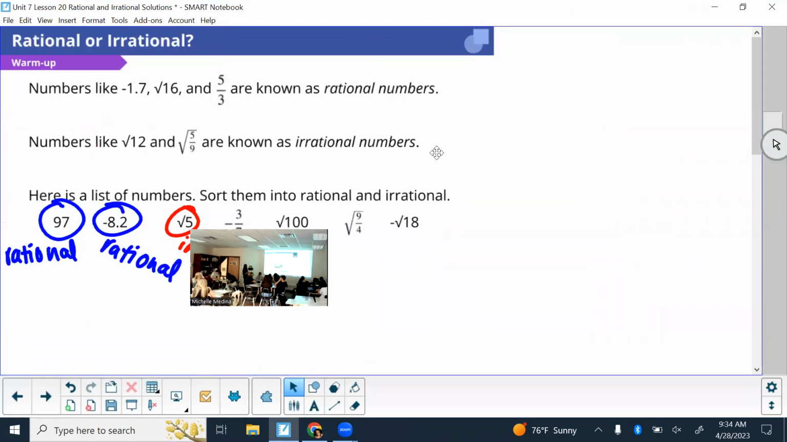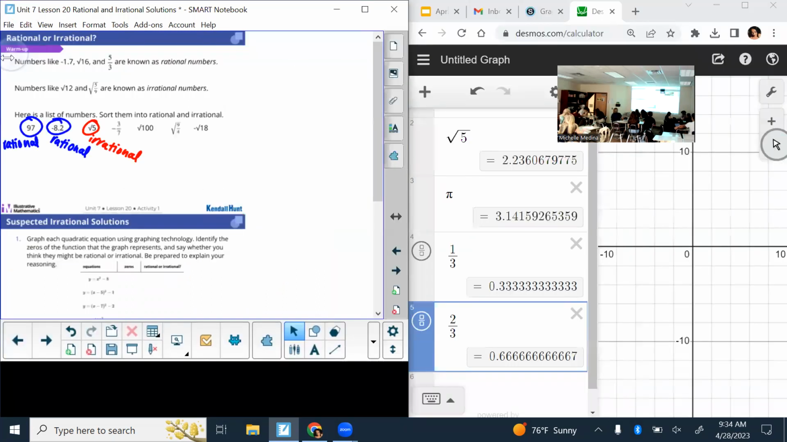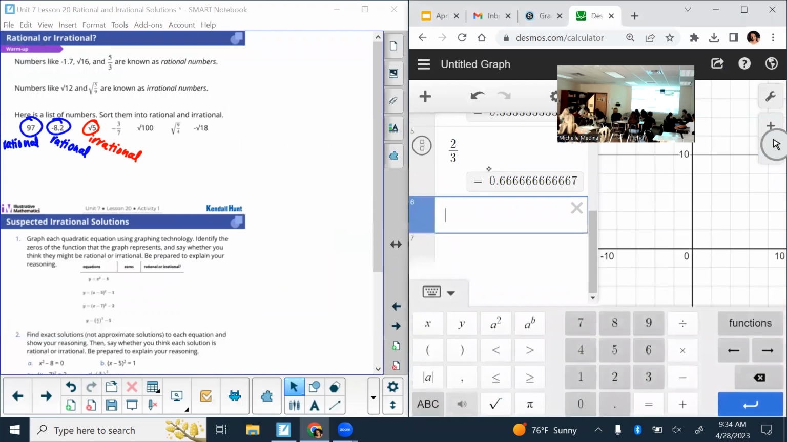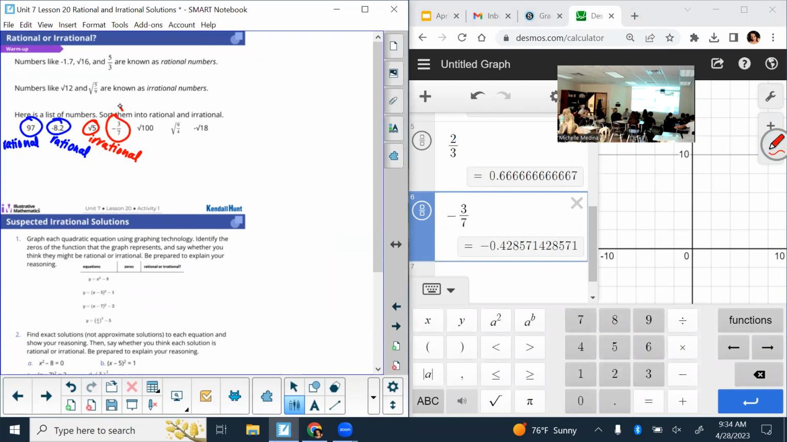All right, so then table 7, what about negative 3/7? With an R or an I? Okay, they say irrational, let's check. So negative 3/7, I don't know off the top of my head. All right, it does look like a decimal that goes on forever without repeating, so yeah. Irrational with an I. Questions?